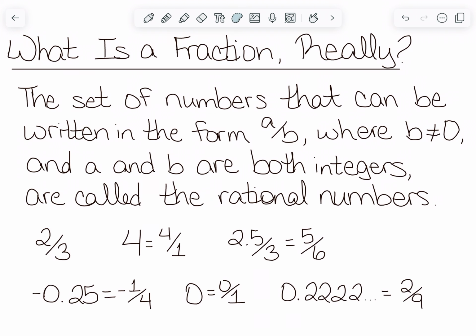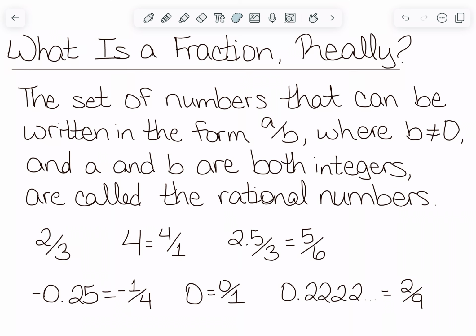Examples of rational numbers would include 2/3, 4, because it could be written as 4 over 1. We could have something like 2.5 over 3, because it can also be written as 5 over 6, which satisfies our definition. We could have things like -0.25, because that's -1/4. In particular, any decimal that terminates, that eventually ends, is going to be included in our rational numbers.